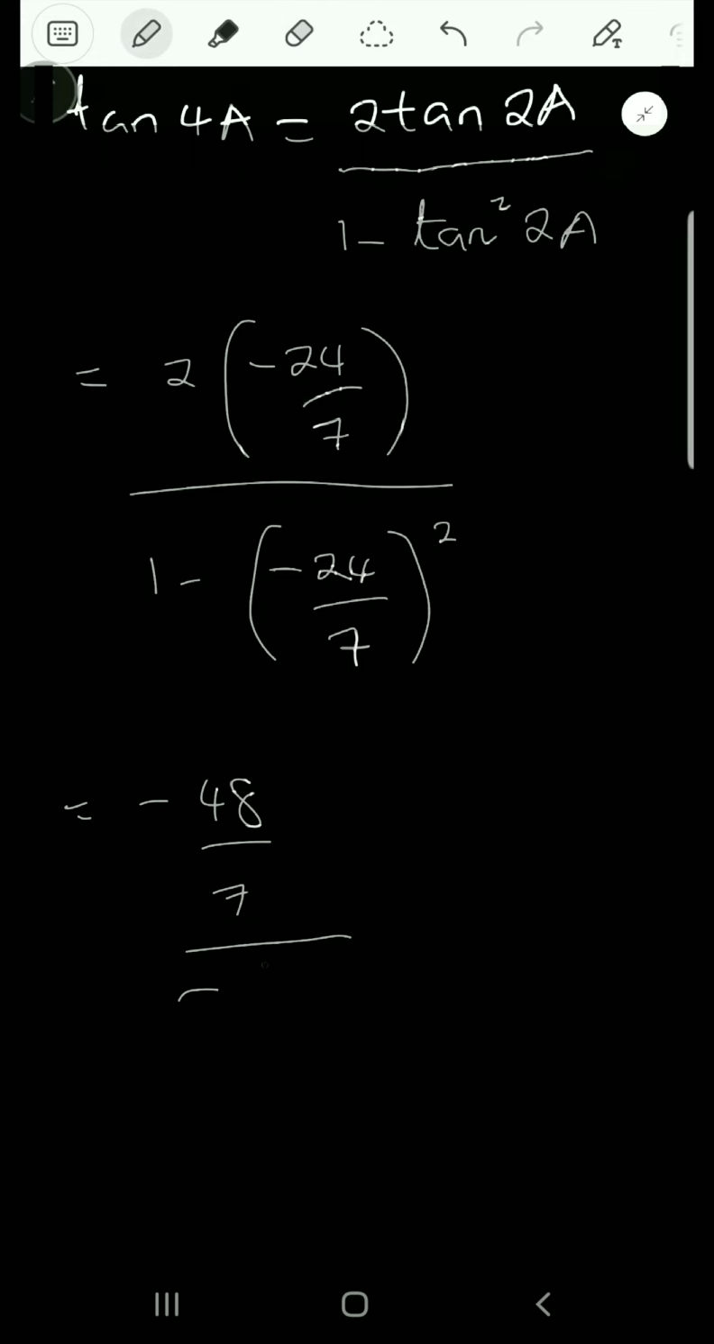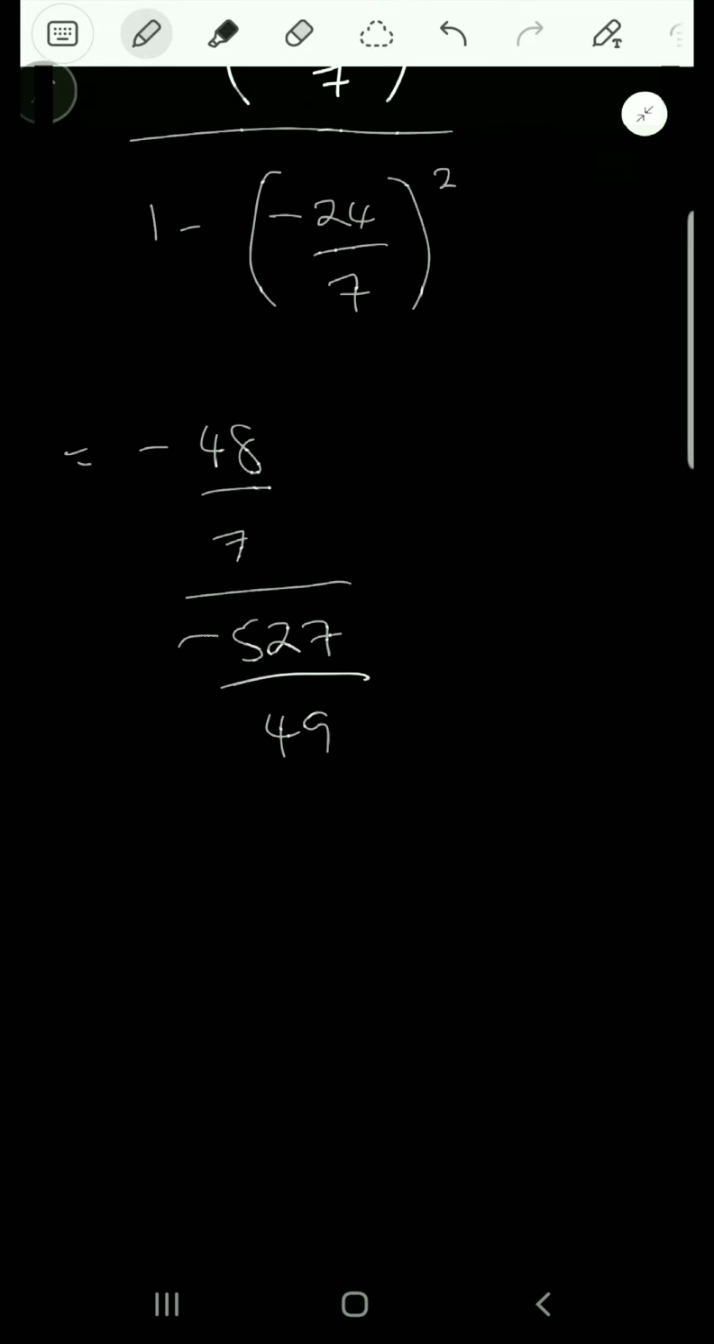Then the bottom one, when you do everything, we're simply going to get a negative 527/49. Then when we evaluate, the negatives cancel, and we're going to have 48/11 as our answer to this problem.